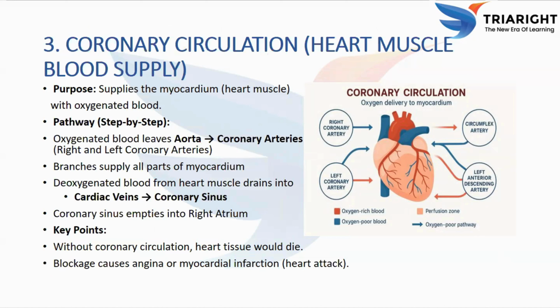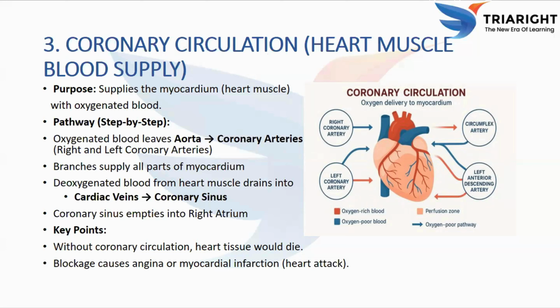Although the heart pumps blood for the whole body, it also needs its own oxygen and nutrients to function. So this is provided by the coronary arteries. So what is the main purpose of the coronary circulation? To supply the oxygenated blood to the myocardium, which is nothing but the heart muscle, and also removing the deoxygenated blood after the use.